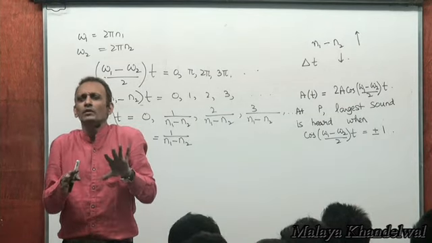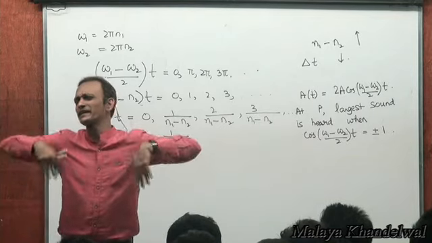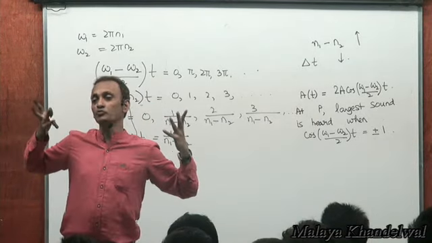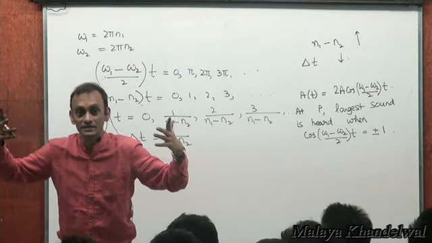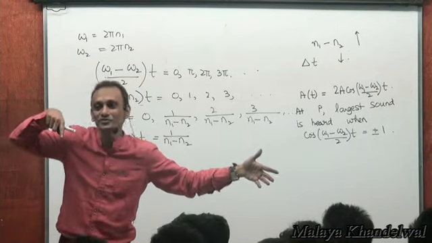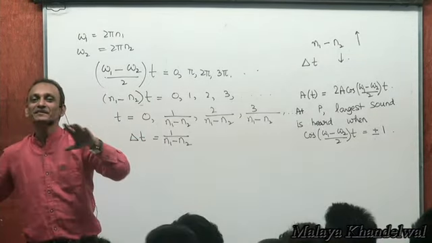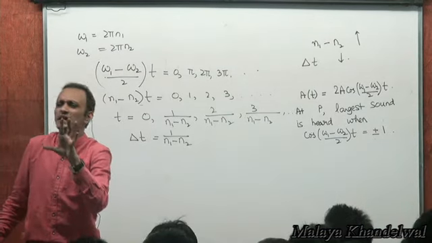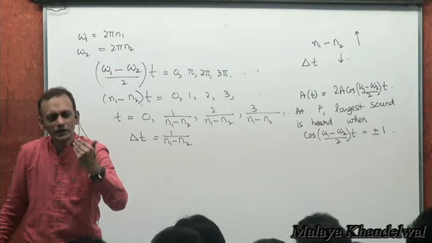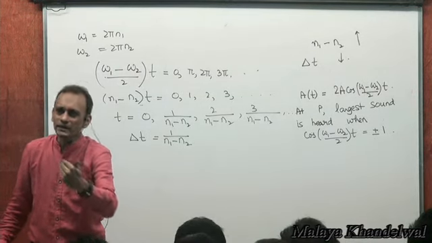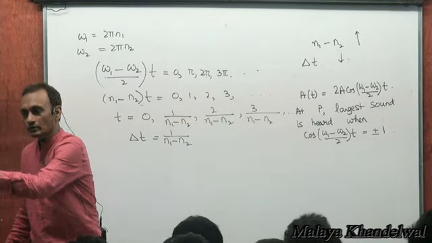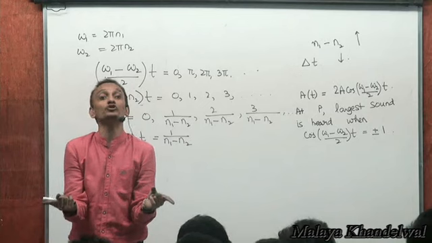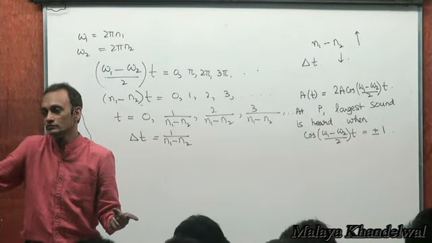Now, typically, how large? If N1 minus N2 does not go more than 10 or 12, it's found that a normal human ear can distinguish them. Theoretically, if N1 minus N2 is not larger than, say, 10, 12 or maximum 15 hertz, then the interval delta T between two large sounds can be distinguished. We can hear them clearly. But if N1 minus N2 becomes like 100, then the delta T becomes so small that the sounds will just appear one after the other and you will not be able to distinguish between successive large sounds. This is what is going to transpire.